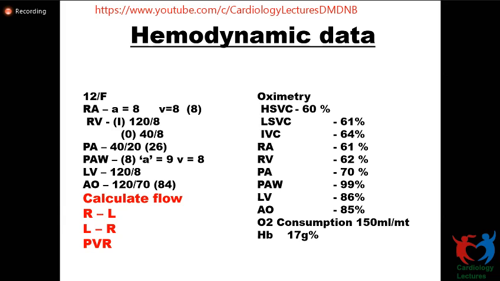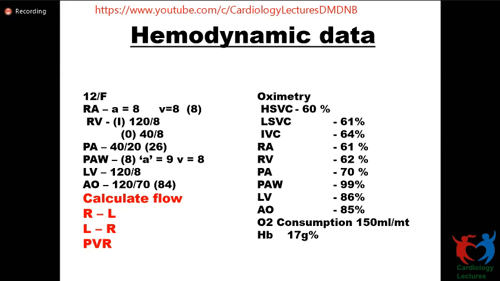Okay, so it's a 12-year-old female. Sir, the RA pressure: A wave is 8 and V wave is 8. Mean is also 8. Okay. Coming to RV pressures, inflow is 120 over 8. So there is no gradient across the tricuspid valve. Very good. Excellent. You are doing very well.